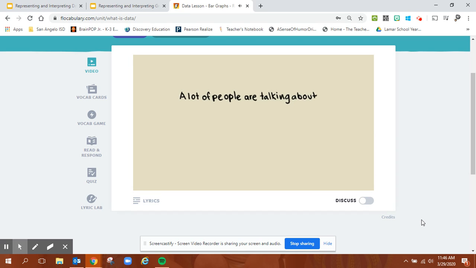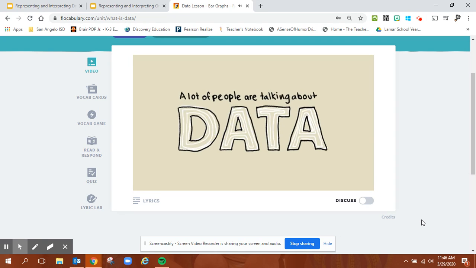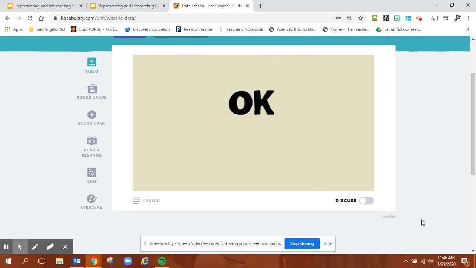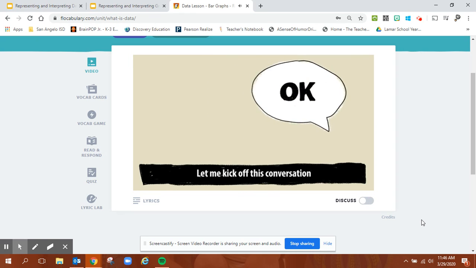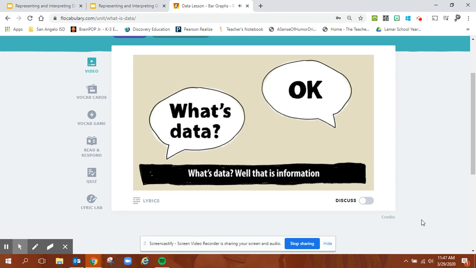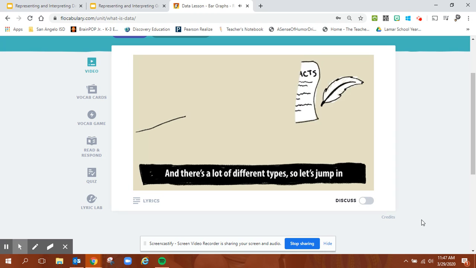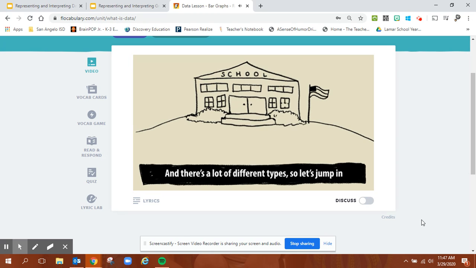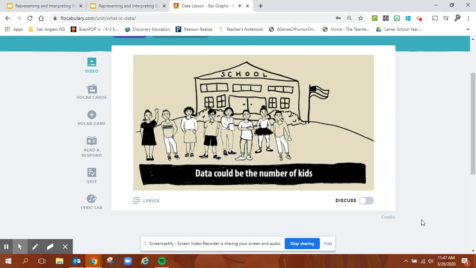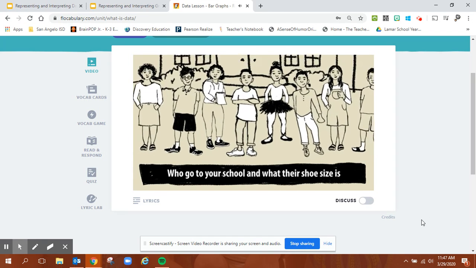A lot of people talking about data. Yeah. Let's get into it, y'all. Okay. Let me kick off this conversation. What's data? Well, that is information, numbers, and facts telling you about something. Yeah. And there's a lot of different types, so let's jump in. Let's go. Data could be the number of kids who go to your school and what their shoe size is.